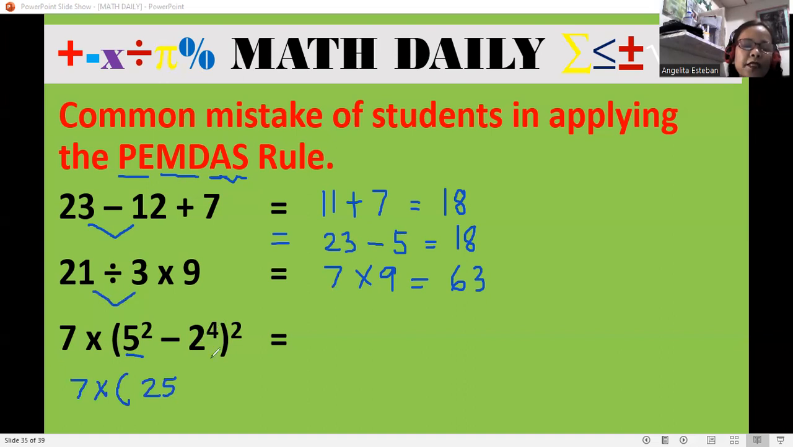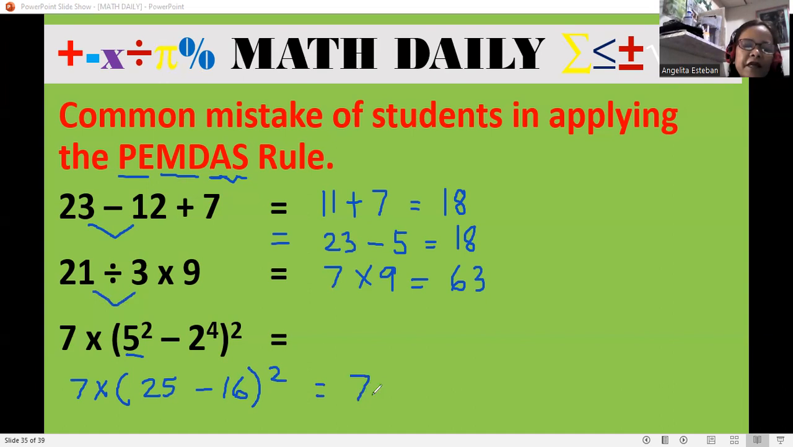And then 2 raised to the 4th power. So we have to note that 2 will be multiplied 4 times by itself. So 2 times 2, that is 4, times 2, that is 8. Another 2, that is 16. So we have here an answer which is 16. And whatever the answer that you will be getting here must also be raised to the second power. Okay, so there we have to continue.